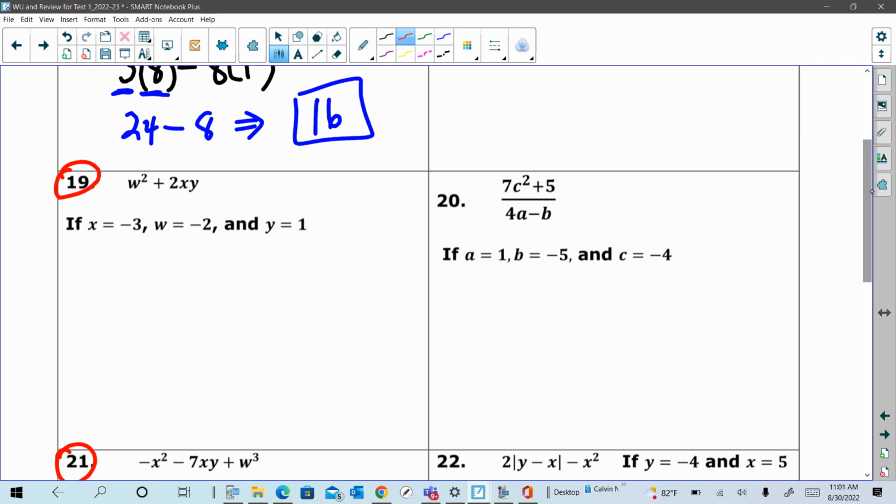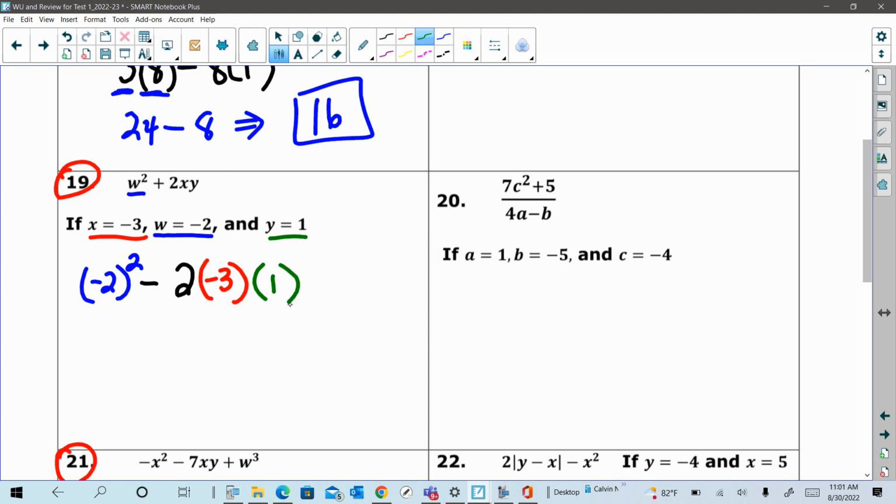So we're going to substitute our w here with negative 2. That w has an integer value. It has a negative. So we're going to just do parentheses, put a negative 2 inside the parentheses, raise it to a power of 2. Then we're going to say minus 2x. Well, the x represents a negative 3. So parentheses negative 3. And then times y, xy, the y was 1. So parentheses 1.